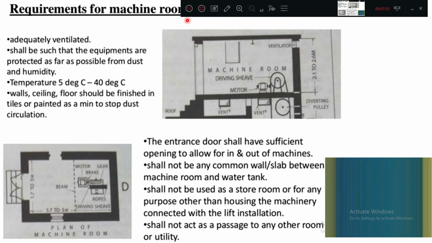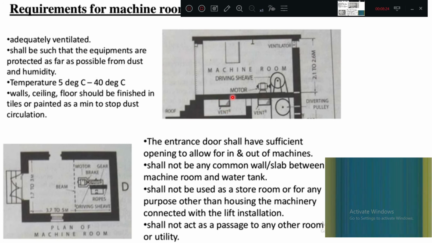Requirements of the machine room, a very important question from the exam point of view. Can you list them out? This is situated at the top. This is a section, and this is a plan for the machine room. You can see the machine beam here, the motor assembly, brake assembly, and a pulley, a gear and pulley arrangement. The ropes are moving like this. Can you see the dimensions? 1.7 to 3 meters width and 3.7 to 5 meters length.